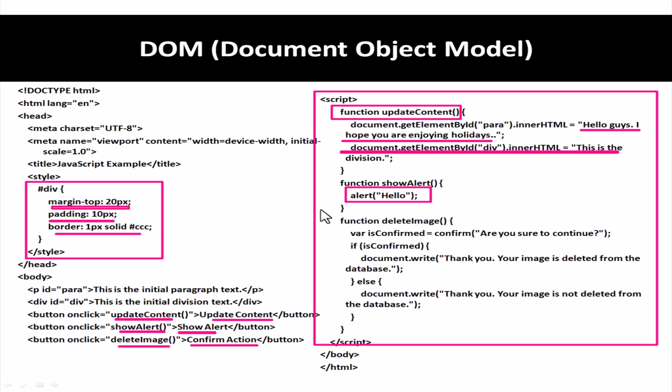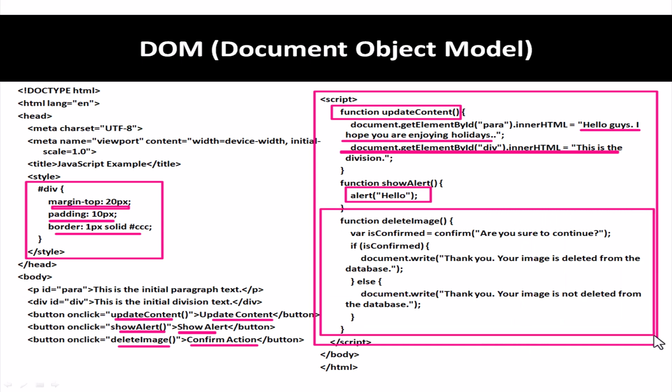So next, function delete image. In function delete image, we are not retrieving any image from the database, or deleting any image. But it is going to show some particular text whenever you click the OK button. The OK button is considered as a parameter, if it is confirmed. So here we have taken the variable is confirmed. Do you want to continue or not? At that time this particular message will be written by using document.write.